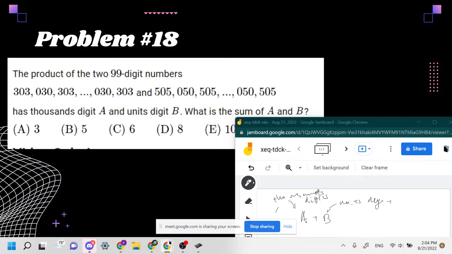So here A is equal to 5, and the units digit is 3, so B is equal to 3.